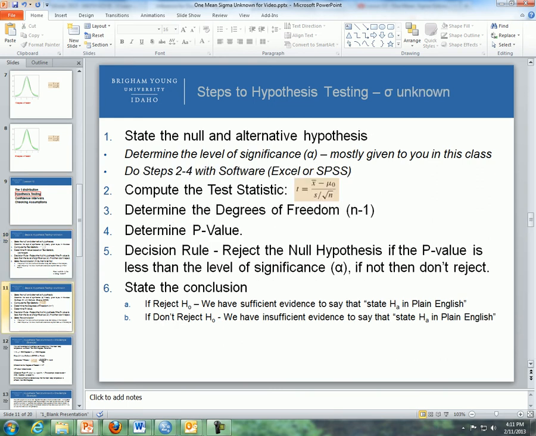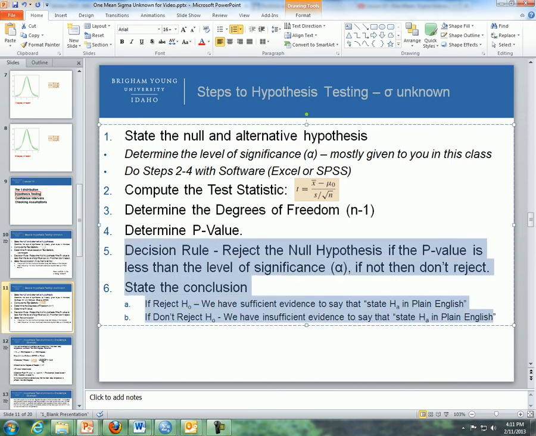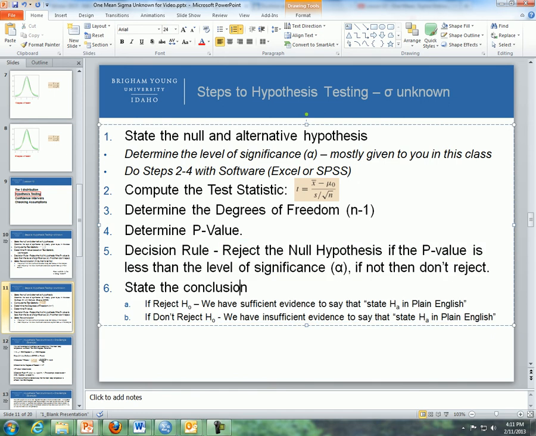So now we're going to deal with 6 steps when we don't know the population standard deviation. And now if you notice here, the first step is the same where we state the null and alternative hypotheses, and the last 2 steps are also the same where we have a decision rule and we state the conclusions. However, it's steps 2 through 4 that change, where we do compute a test statistic, but now it's a different test statistic where we're solving for t within the t-distribution.